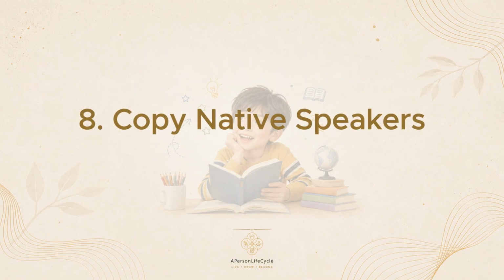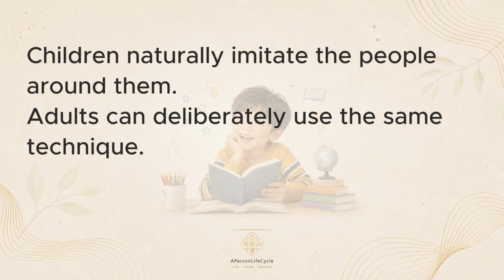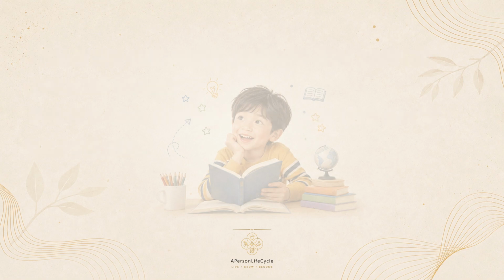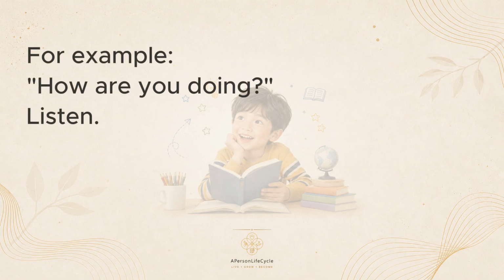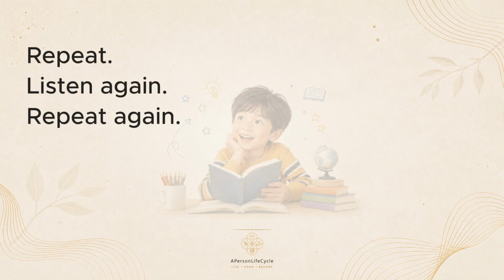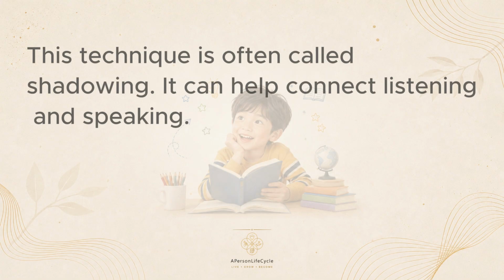8. Copy native speakers. Children naturally imitate the people around them. Adults can deliberately use the same technique. Listen to a short English sentence. Pause. Repeat it. Try to copy the pronunciation, rhythm, stress, and intonation. For example, how are you doing? Listen. Repeat. Listen again. Repeat again. This technique is often called shadowing. It can help connect listening and speaking.